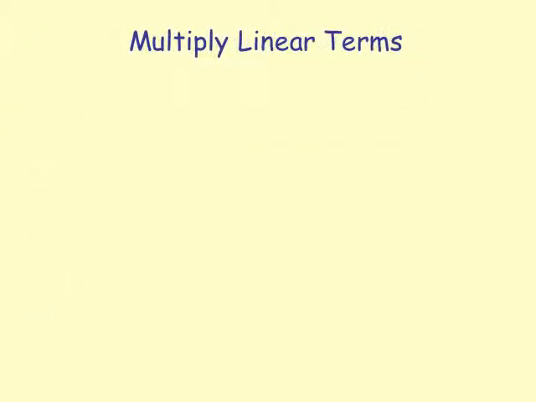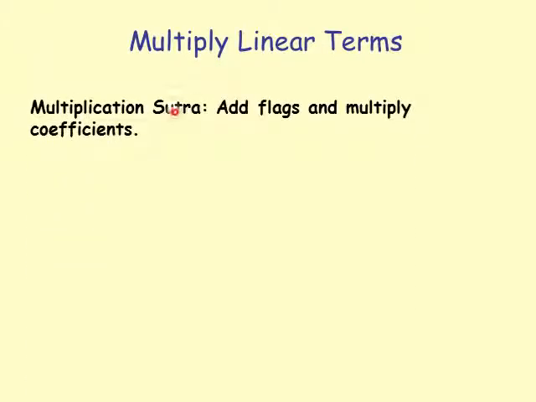Now we're trying to multiply with linear terms here. We still do the same thing: add the flags and multiply coefficients. Let us see what I mean by a linear term. So x plus 7 is a linear term, and this is my multiplicand, and x minus 3 is my multiplier.